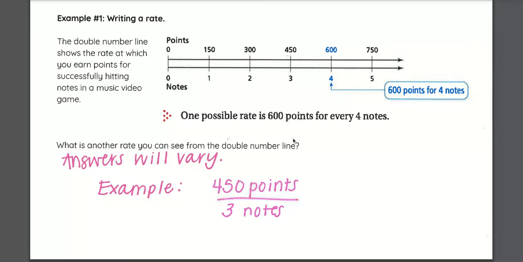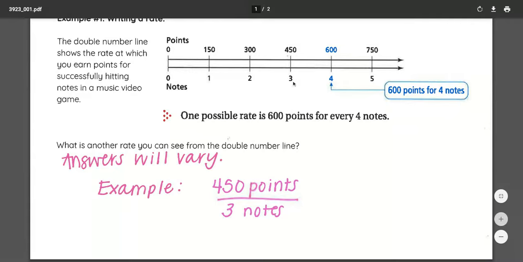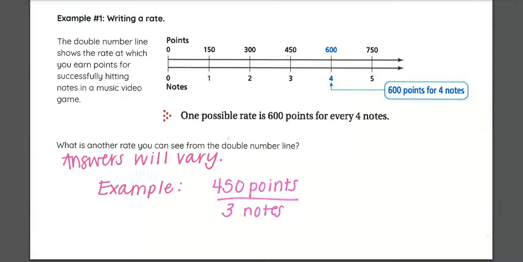For example, 600 points to 4 notes. That would be our rate. Another example of a rate would be 450 points to 3 notes. Please pause the video here. Can you write me another rate? Write me a rate.